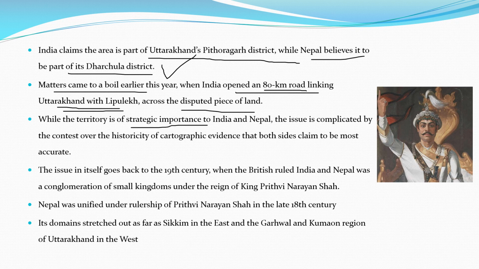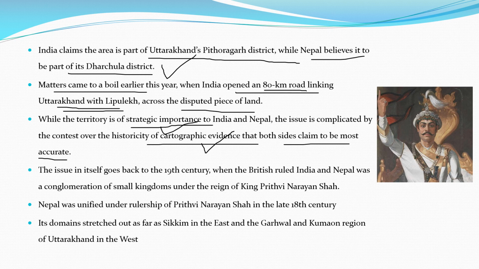The territory is of strategic importance for both the countries, and the issue is complicated by the contest over the historicity of the cartographic evidence. Now we will see in the next slides that India and Nepal signed a land deal when the Britishers attacked Nepal, which we'll see in just a few seconds. After that, British India issued some maps, and the dispute is with respect to these map evidences. Because of that, both sides claim this area, and they say that their claim is more accurate.